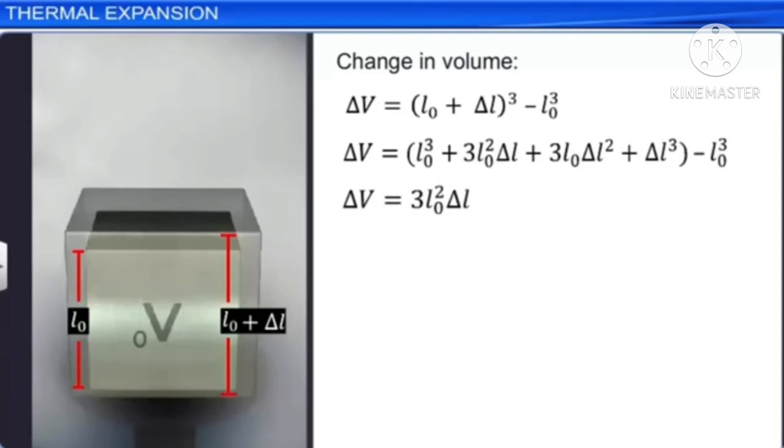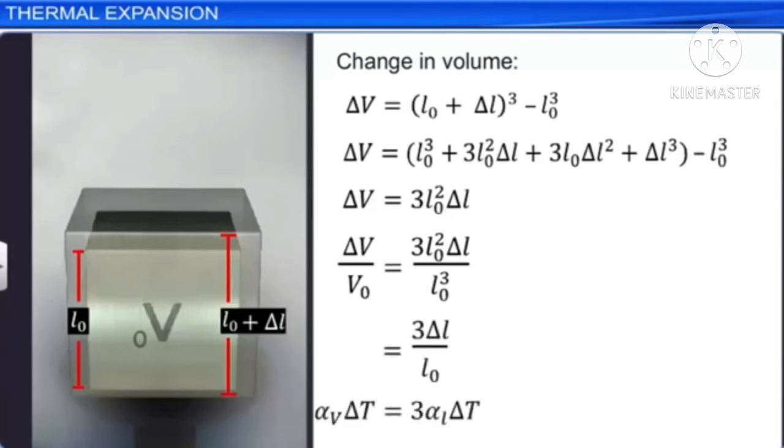Now by dividing delta V by V naught, we get 3 into L naught square delta L by L naught cube. On further simplifying, we get alpha V equals 3 alpha L. Let this be equation 2.